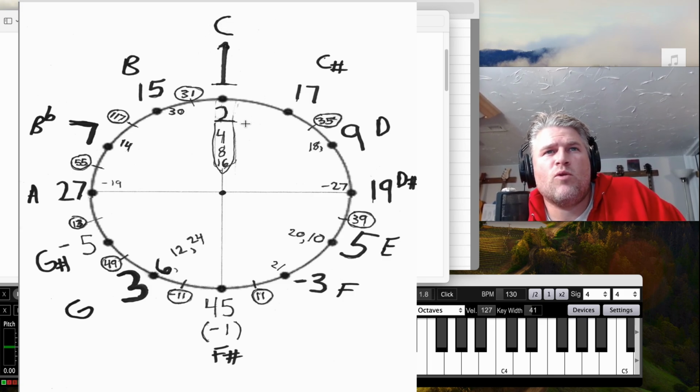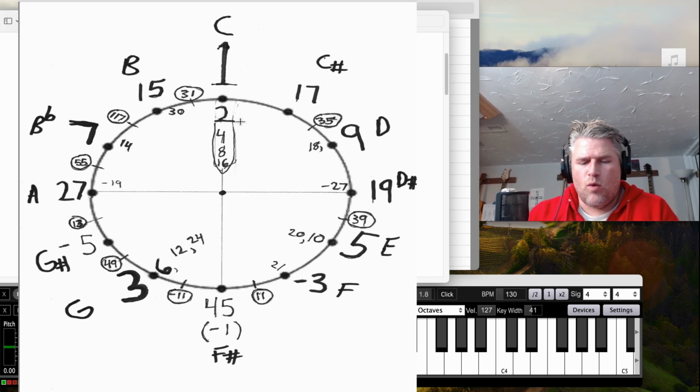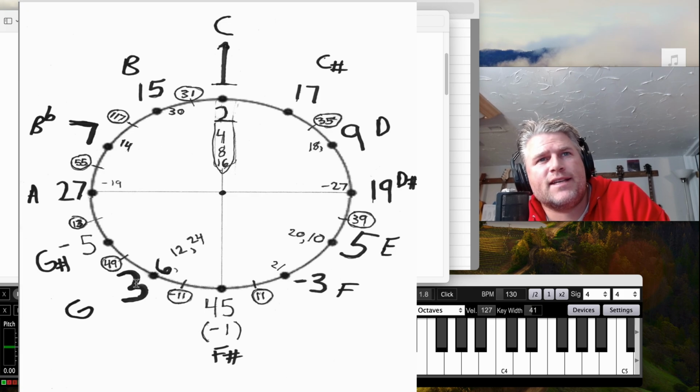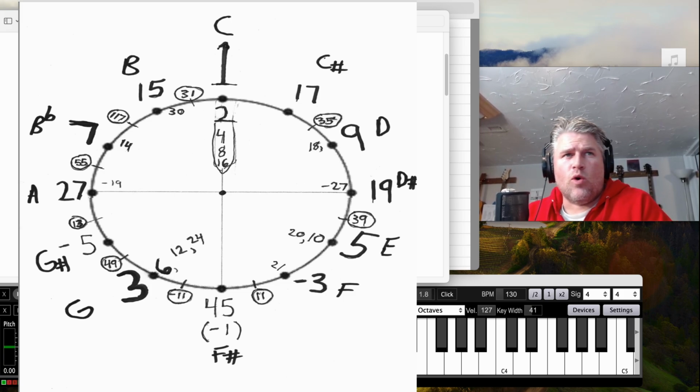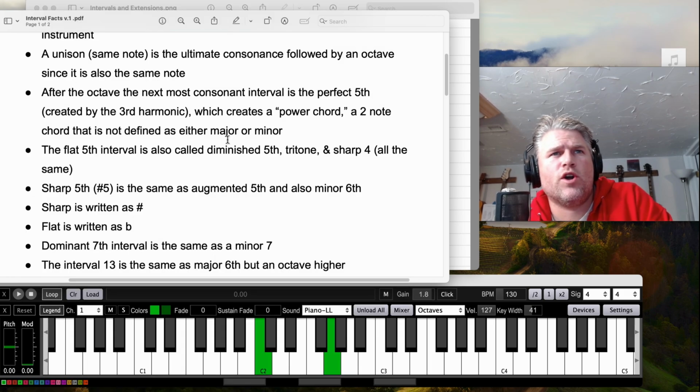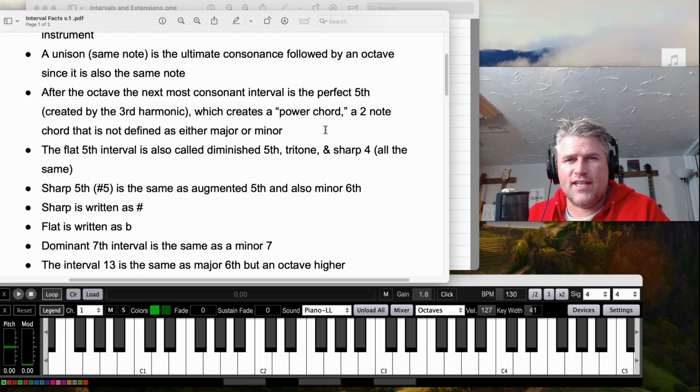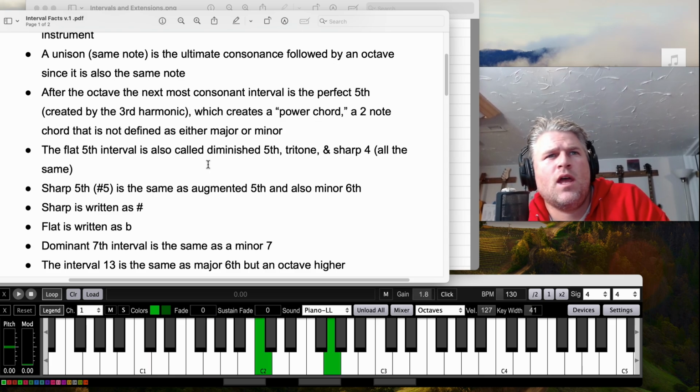After the octave, the next most consonant interval is what they call the perfect fifth, but it's really the third harmonic that makes it. But I'll shut up about that now. I'm still kind of bitter about that whole thing. It does create the power chord, a two-note chord that is not defined as either minor or major. Remember, you call that a 5. If this is C, it'd be C5. C5 means there's no minor or major. It's a power chord. No definition, no gender, no major or minor.